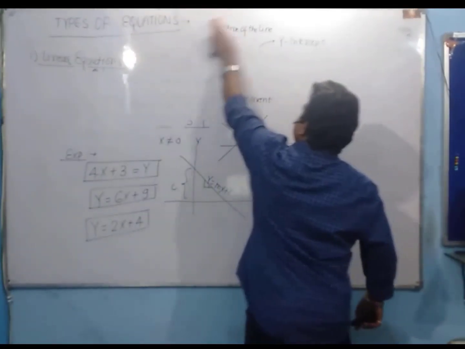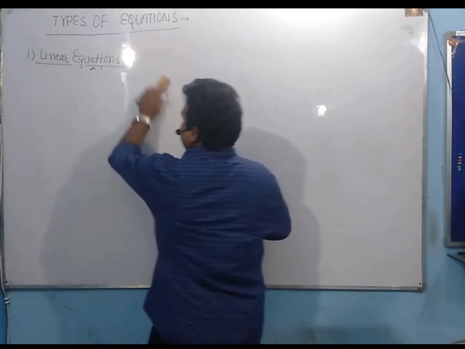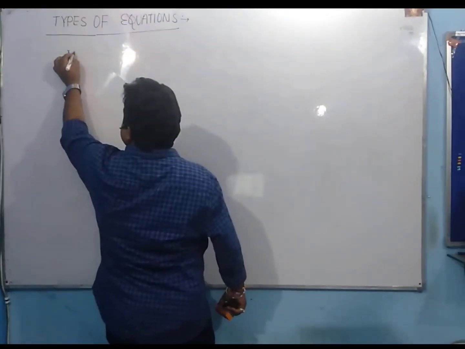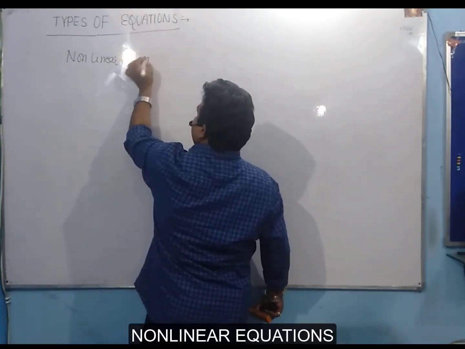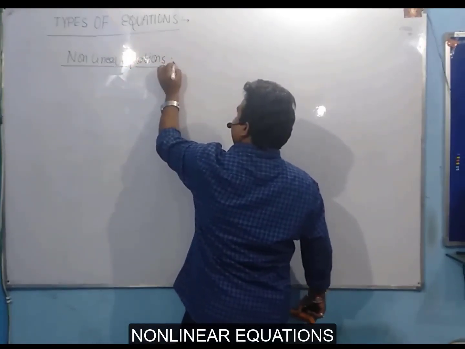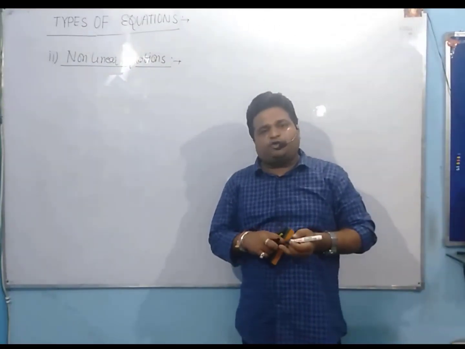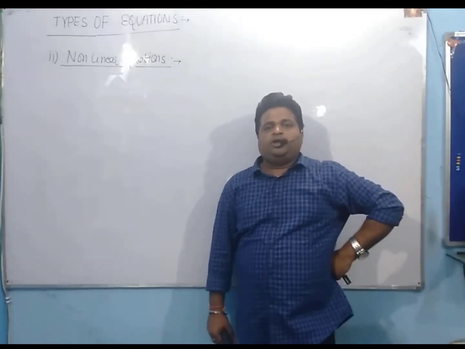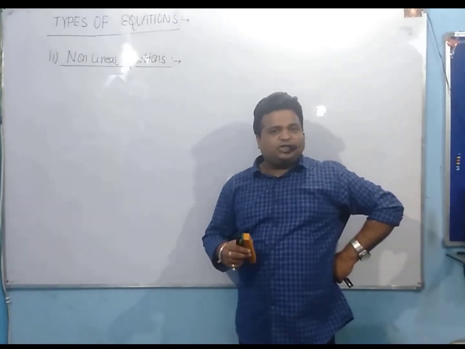Non-linear equation. What do you mean by non-linear equation? So the second one is non-linear equation. A system of non-linear equations is a system of two or more equations in two or more variables containing at least one equation that is not linear.